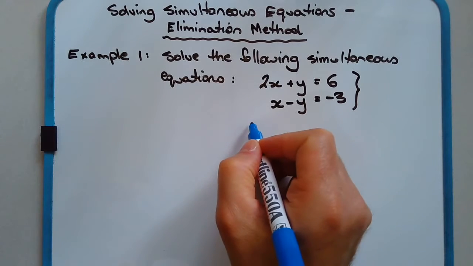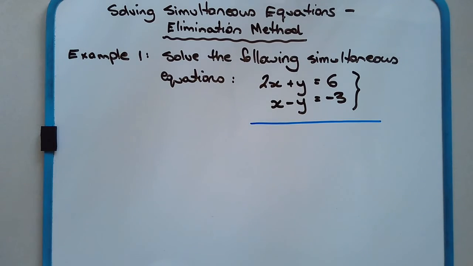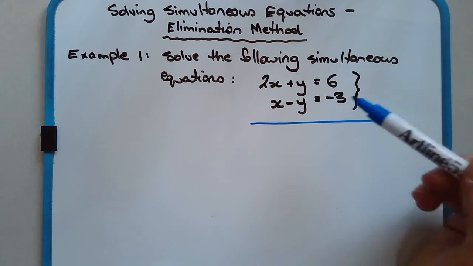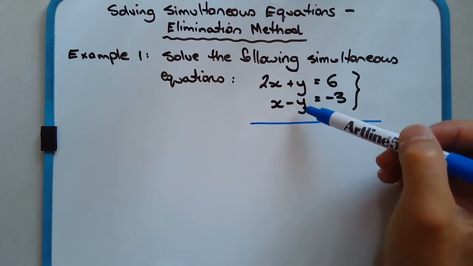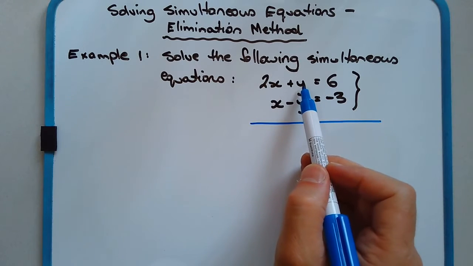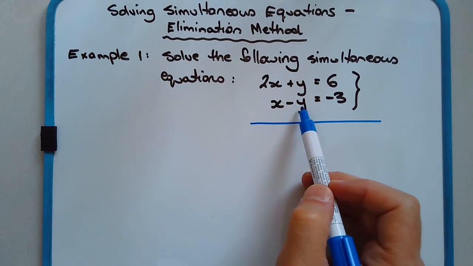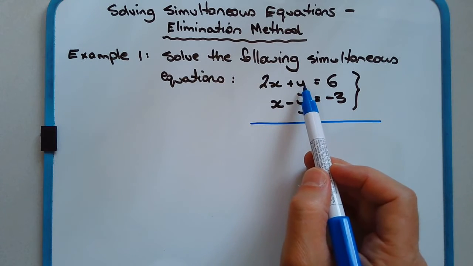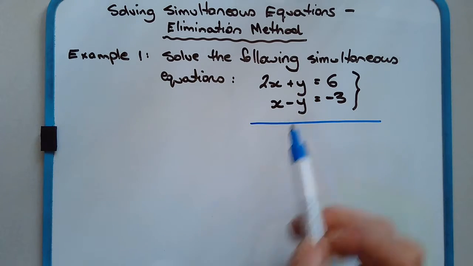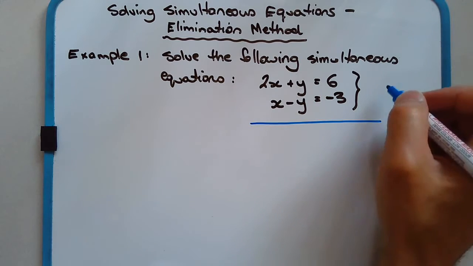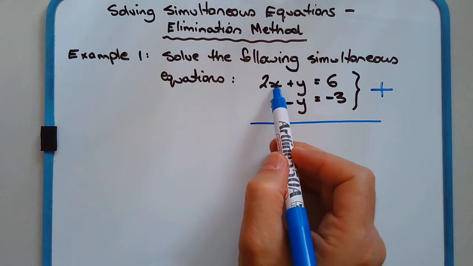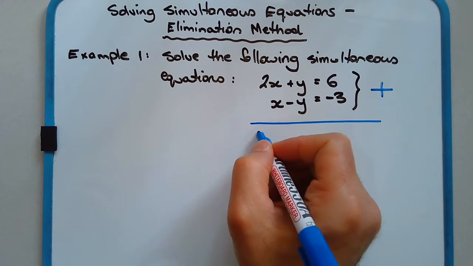The next thing we do is identify whether we add the two equations together or subtract one from the other. That really depends on the sign of the variable we've chosen to eliminate. We've chosen to eliminate the y. So how do we do that? We've got plus y and a minus y. If we add those two together, plus y plus minus y, they eliminate. So let's add those two equations together. 2x plus x is 3x.